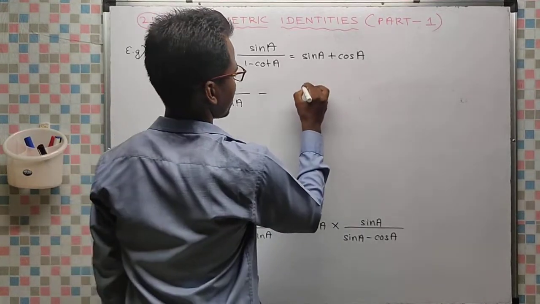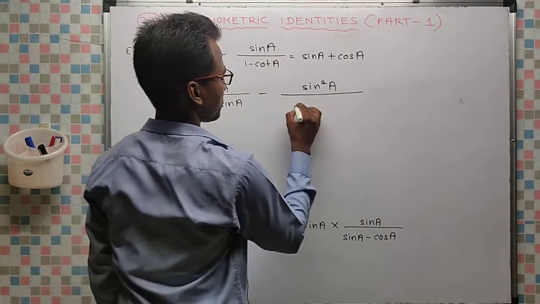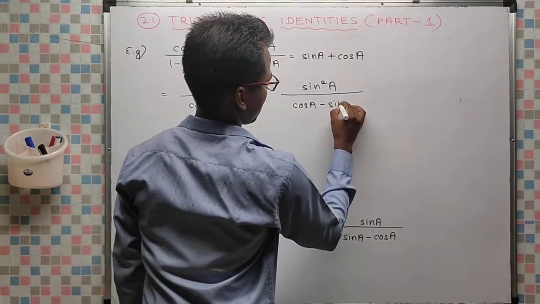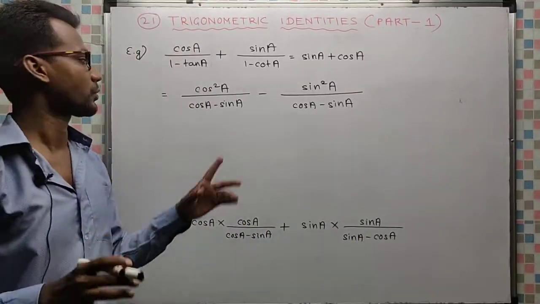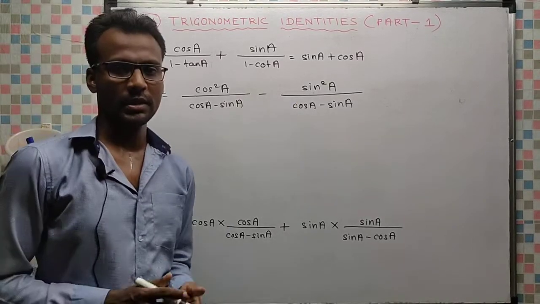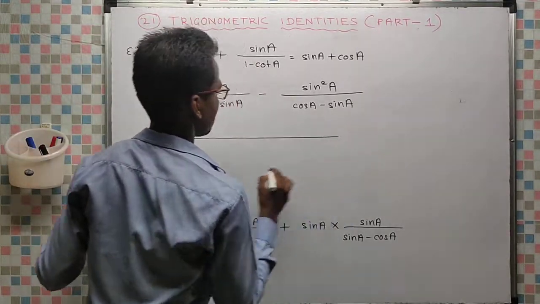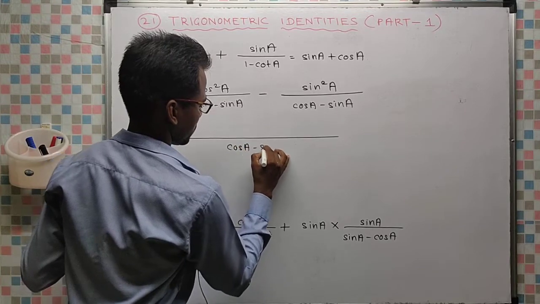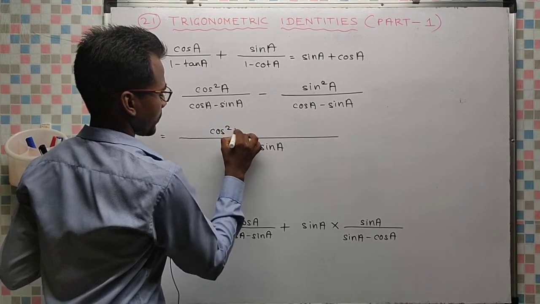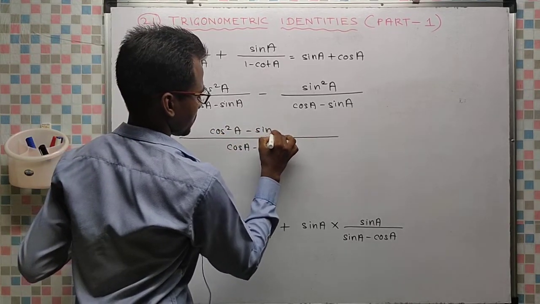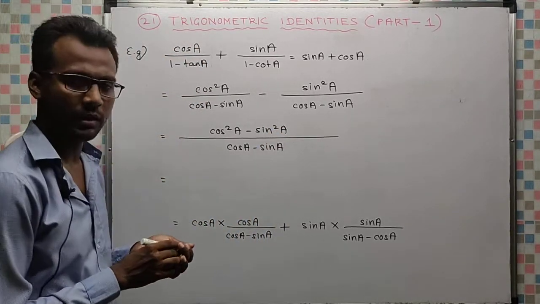Minus sin A into sin A is sin square A by this sin A minus cos A will become cos A minus sin A. So B minus A became A minus B. Now it will be very easy to take LCM. See, cos A minus sin A, cos A minus sin A, it will be very easy to take LCM, which is equal to cos A minus sin A. In the numerator we have cos square A minus sin square A. Slowly we are simplifying.